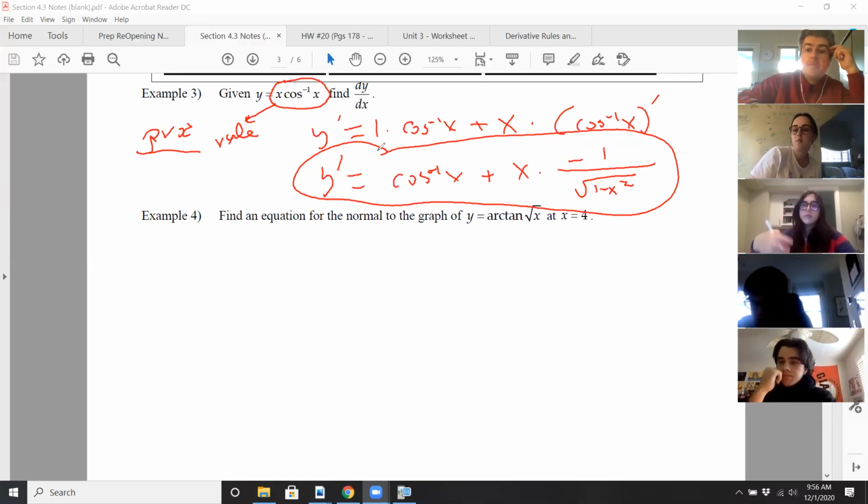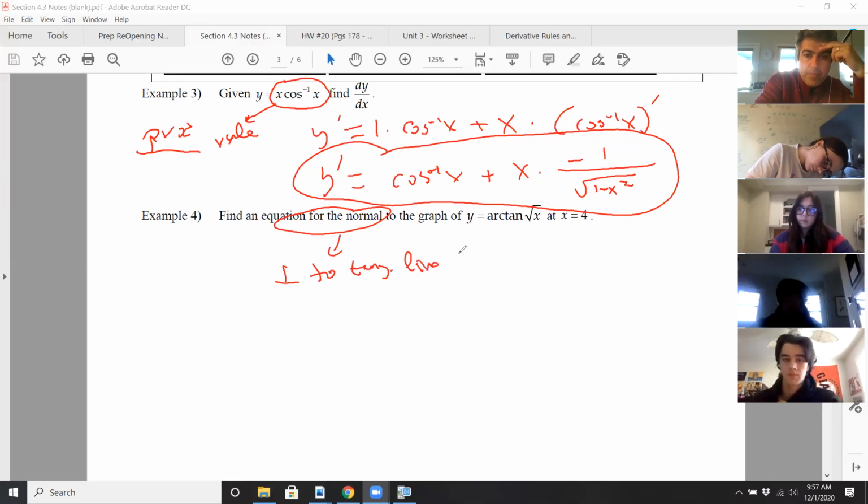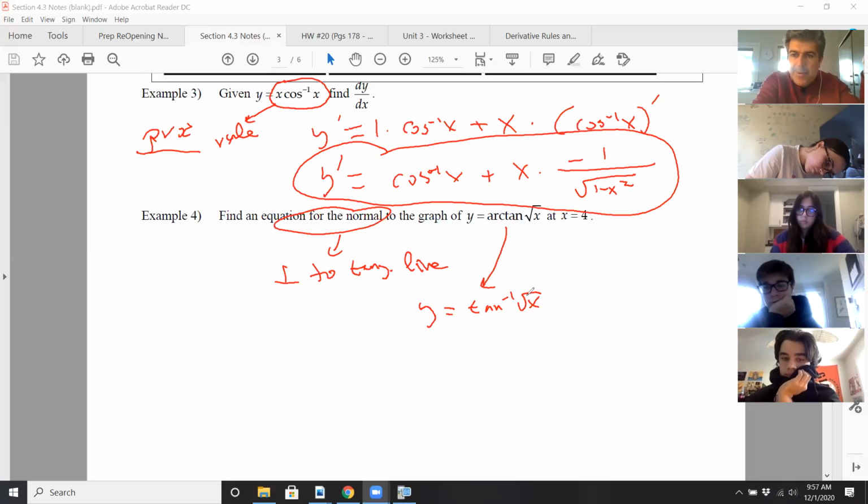Okay. Let's look at example 4. You're asked to find a normal line. Remember, that's perpendicular to the tangent line. And arctan is kind of a weird way of writing it. It's no different than just saying this. I don't remember the history, like why that was popular, but arctan just means inverse tan, just so you know. Don't freak out over that.